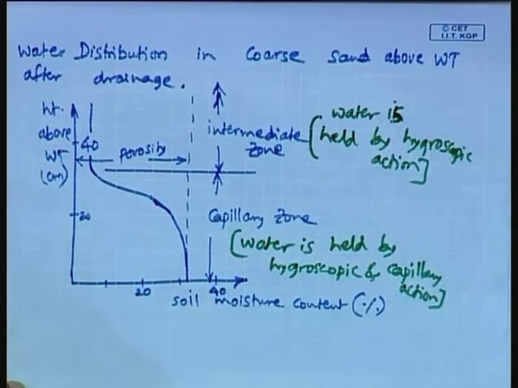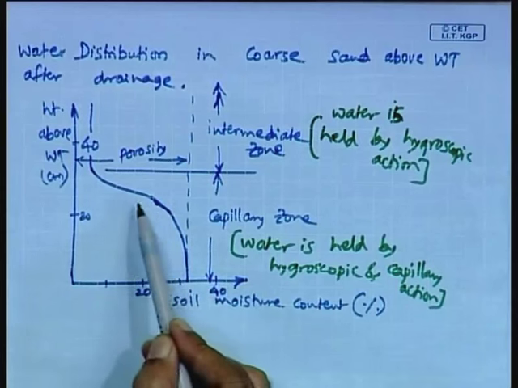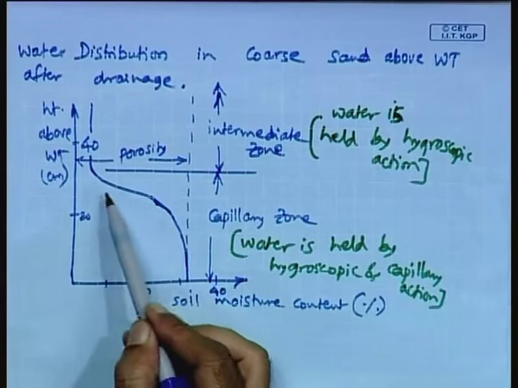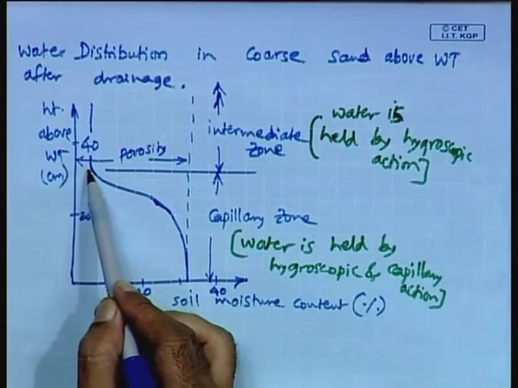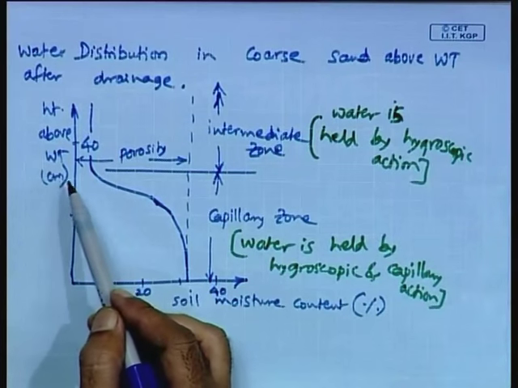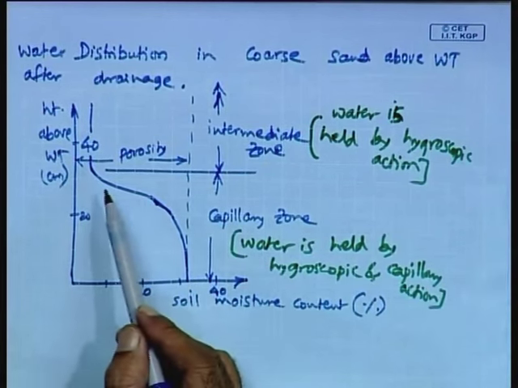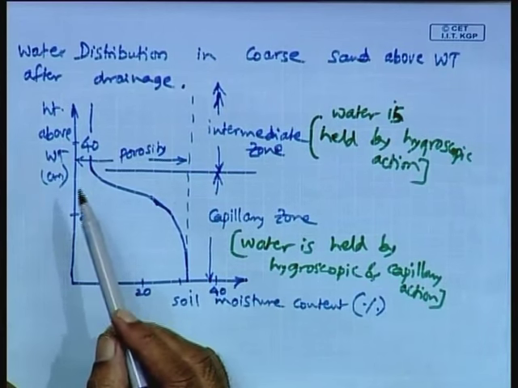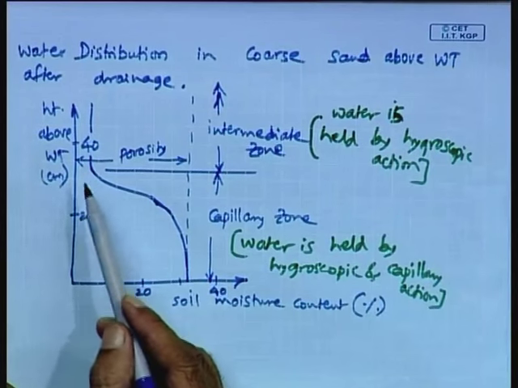So, you can see how it varies. Just at the water table level, just above the water table, almost all the pores are filled with this soil moisture, and then as we go higher and higher, it is only those pores which are continuous that will be filled with water. And as we reach this intermediate zone, it is only the hygroscopic water, which is the water held by the force of attraction between the void spaces, the air, as well as the soil or rock particles, and then the water.